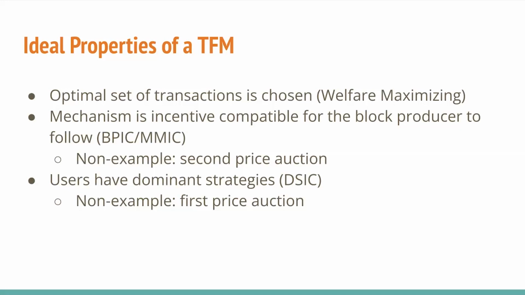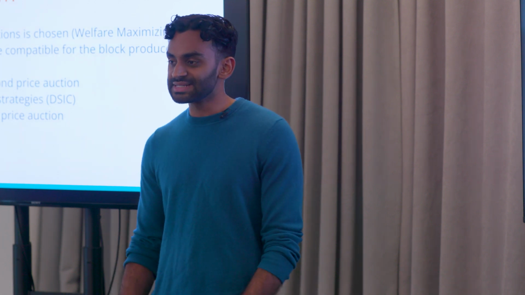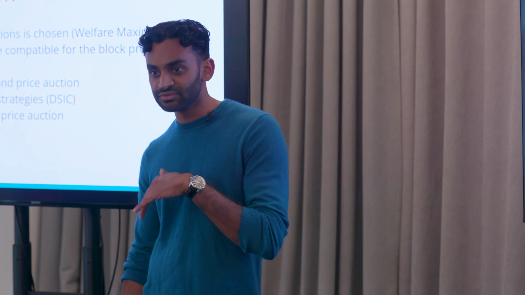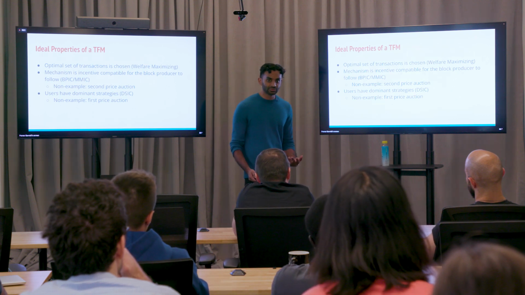And this basically says that users should have some kind of good UX. They should just want to report their true values, and the mechanism should be easy for them to use. And so here's where the first price auction fails. Though I briefly described before, in the first price auction, users want to exactly reason about the smallest bid they could make that is still just a bit above the next highest person to maintain inclusion.